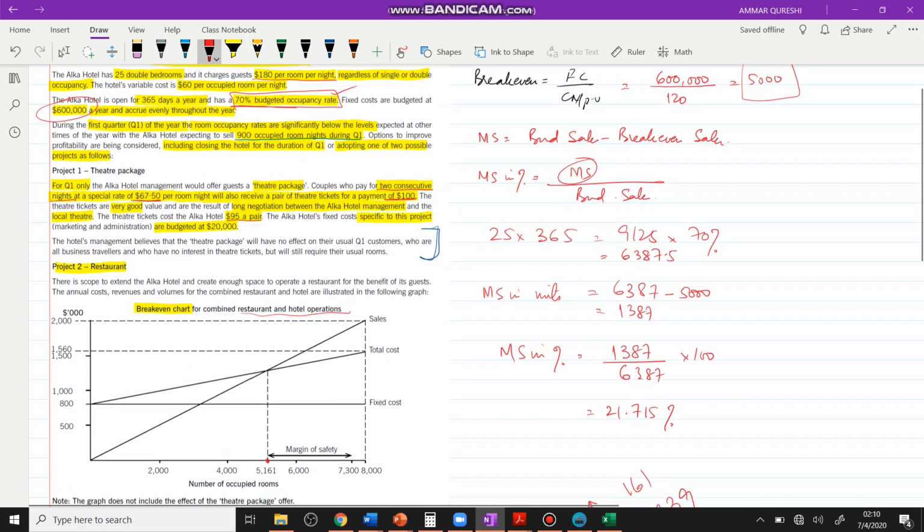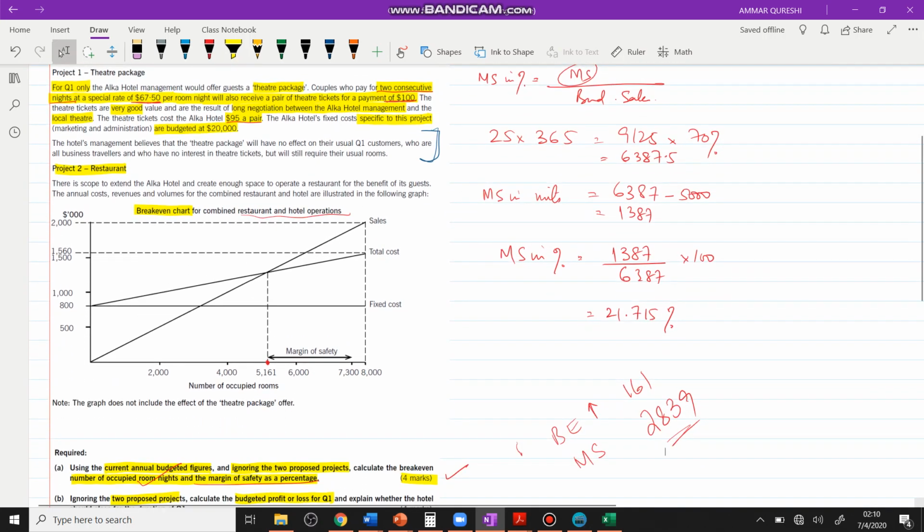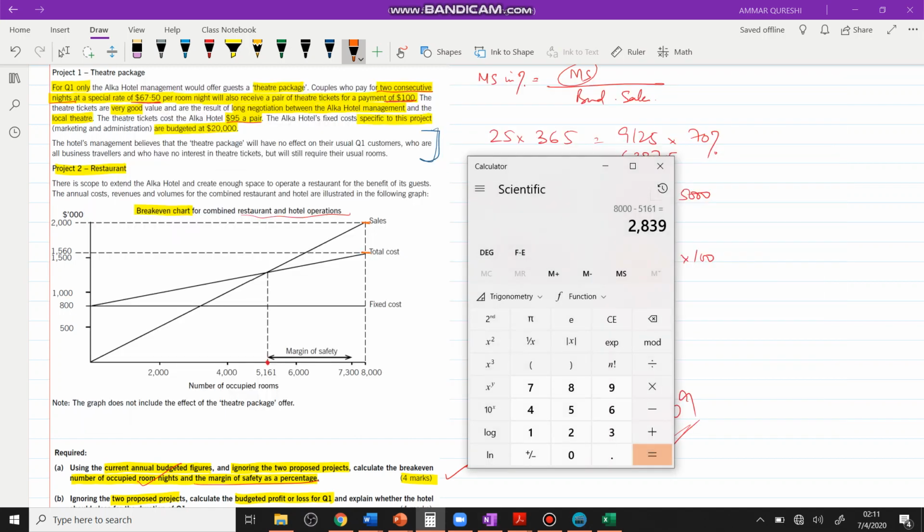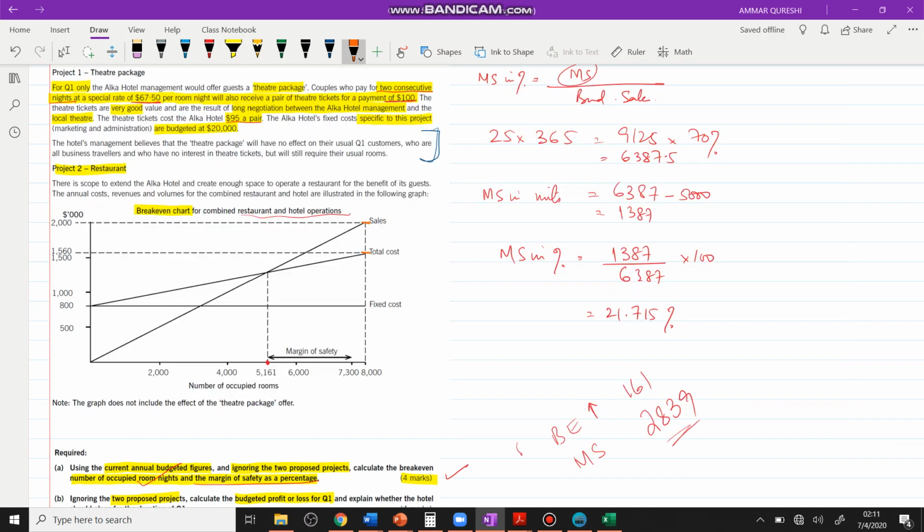Right now, margin of safety is 1387. So break even will increase by 161 units, and margin of safety will increase to 2839, right? Now, what will be the effect on profit? See, sales revenue is 2 million, and total cost is expected to be 1560, right? So 2 million minus 1560 is $440,000 profit, right? Profit is expected to be 440,000, right?